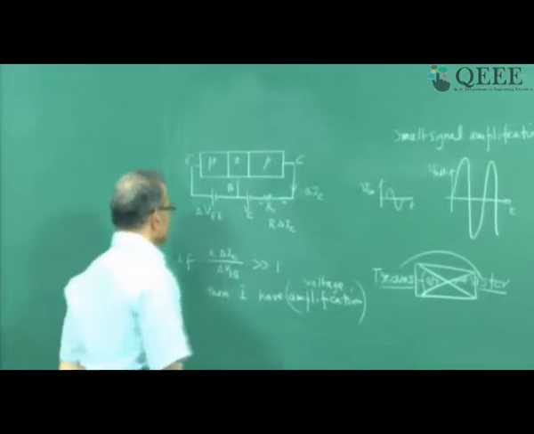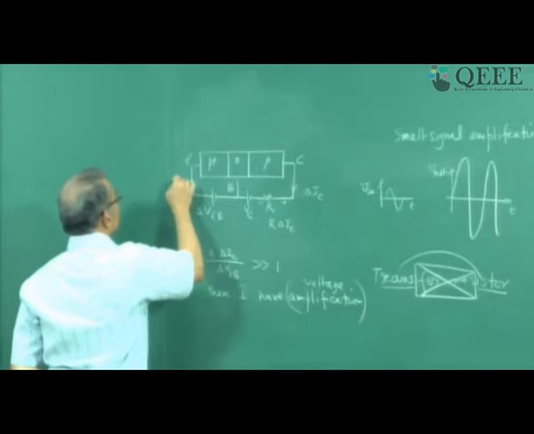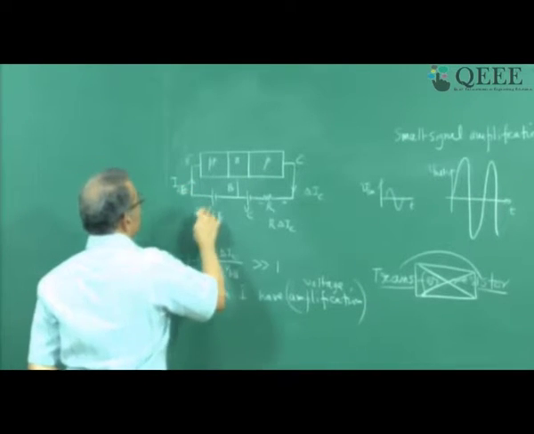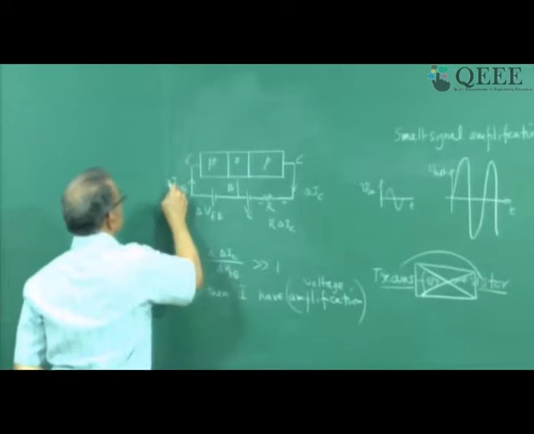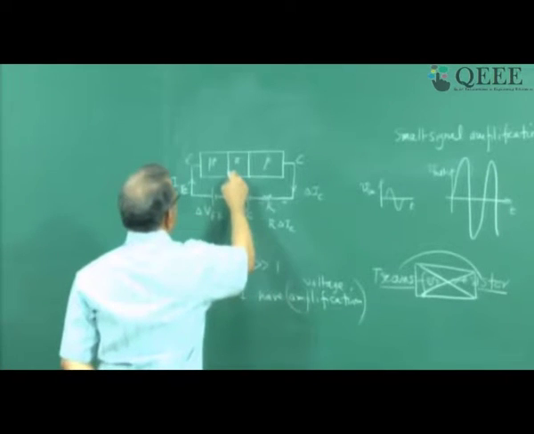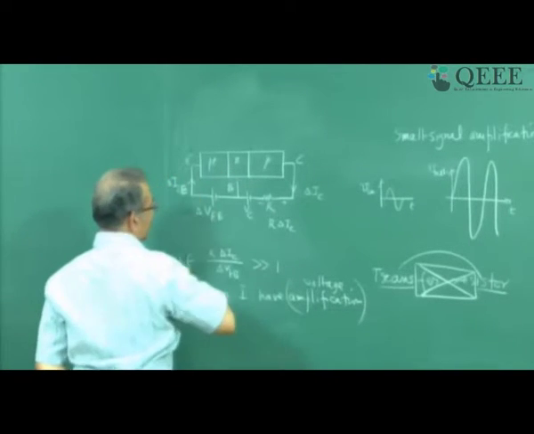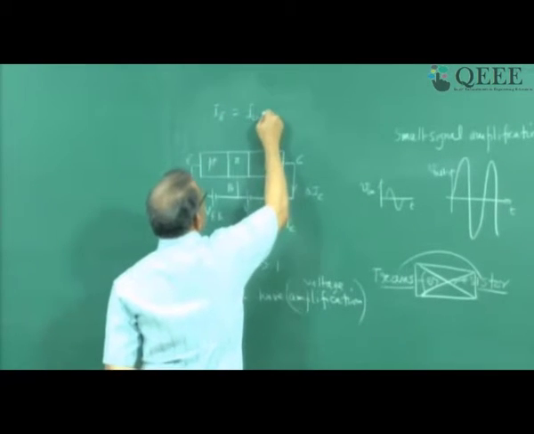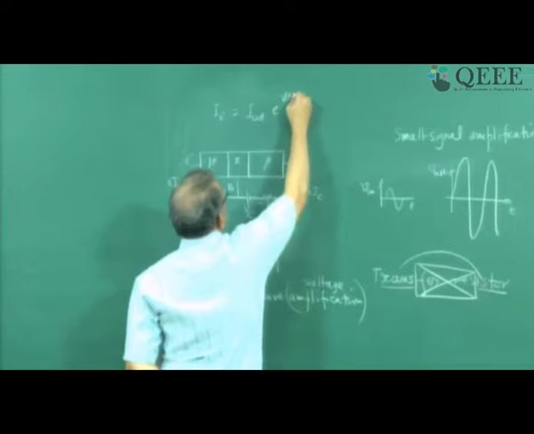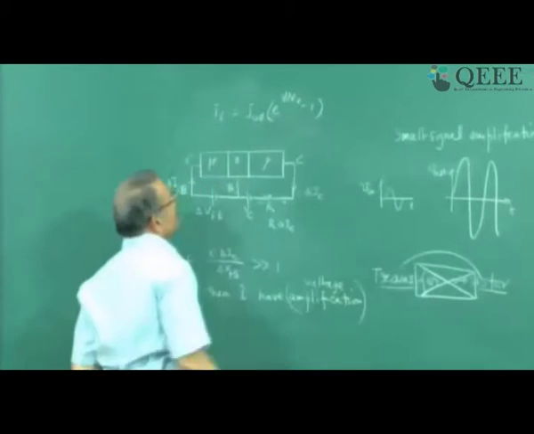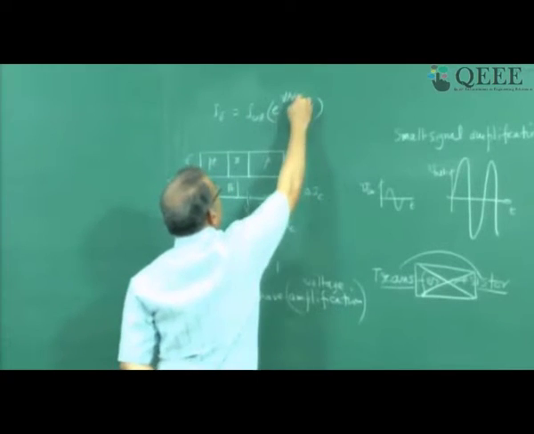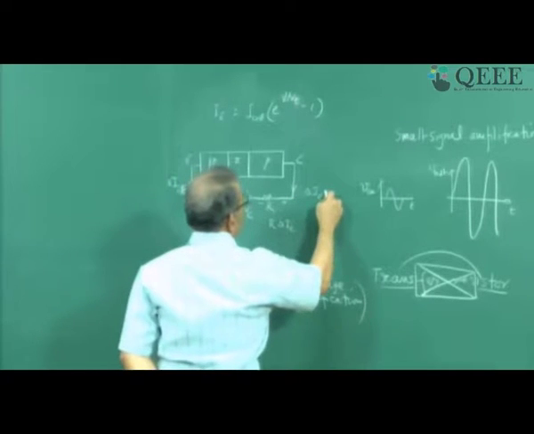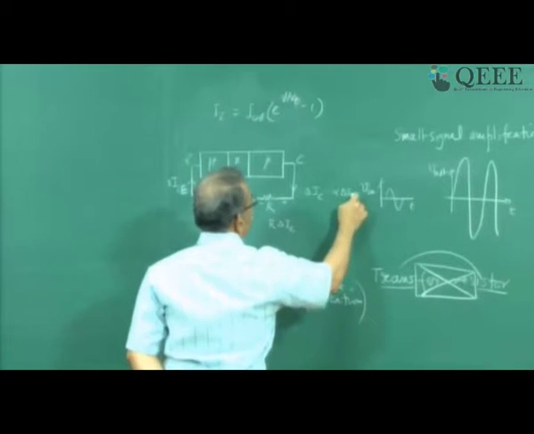Now you know the equation of the current in a diode, okay? This is delta I. What is the equation for the current IE? The equation for the current is IE is equal to some reverse saturation current into exponential of V by Vt minus 1. All of you know this is the equation for diode, forward current. And this delta IC is nothing but alpha times delta IE.